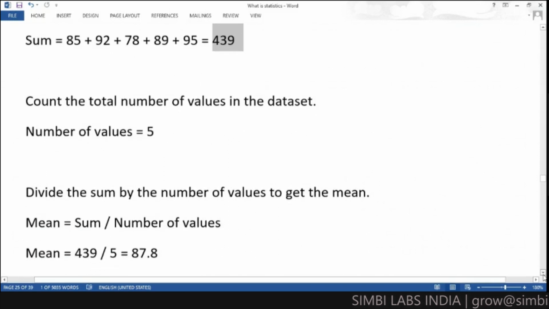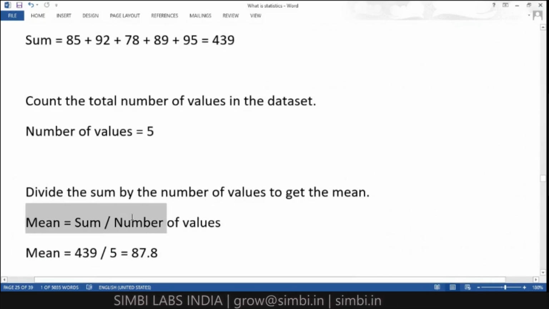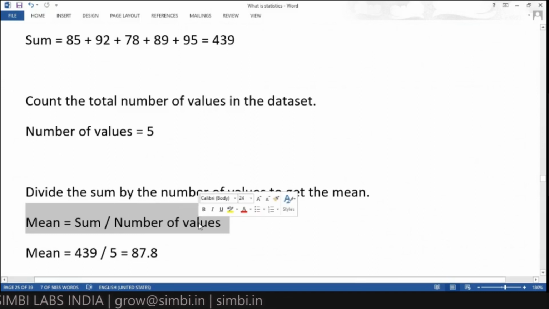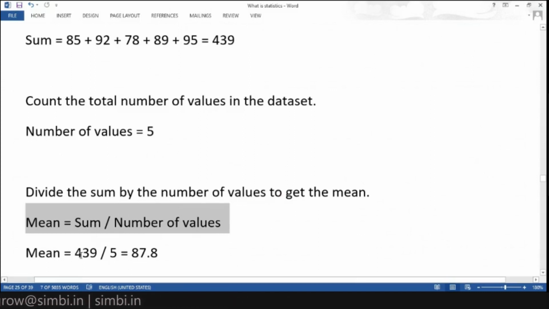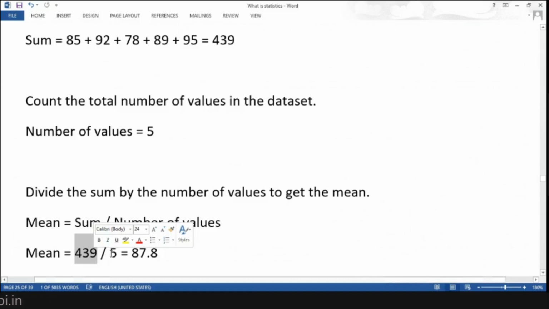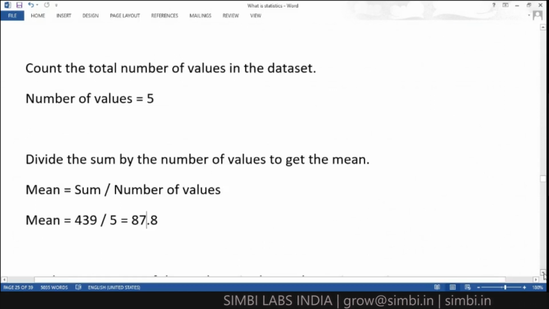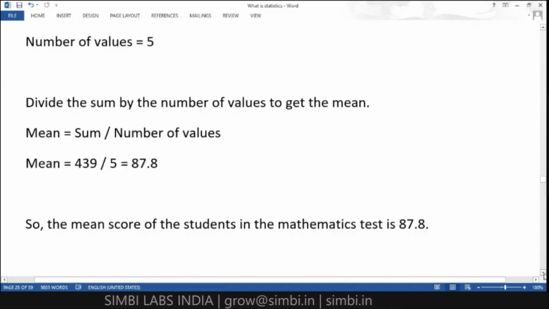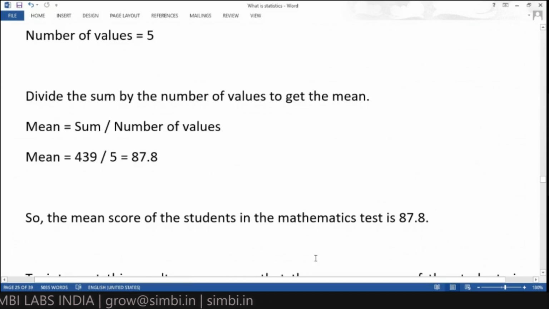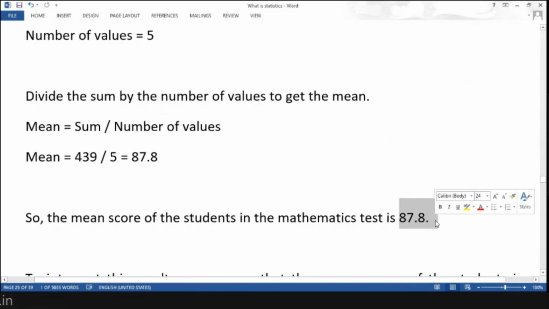So the number of values is 5. The mean formula is the total sum of the scores divided by the number of values. The sum is 439 and the number of values is 5. So 439 divided by 5 is 87.8. This is the way we can calculate the mean. So the mean score of the students in the mathematics test is 87.8. Like that we can give the answer.